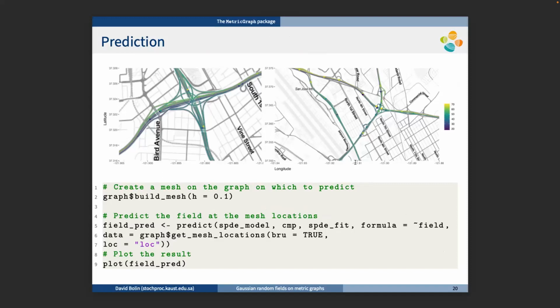I'm not sure if you can see the colors so easily, but this is a very good example to show why you cannot use a model that measures distance in Euclidean distance. As you see, on this highway you have these different lanes, and you have very different speeds in the 2 lanes. So you have points that are very close in Euclidean distance that have very different values. If you used a standard Matérn field on R2 in this case, you would not basically be able to do anything.